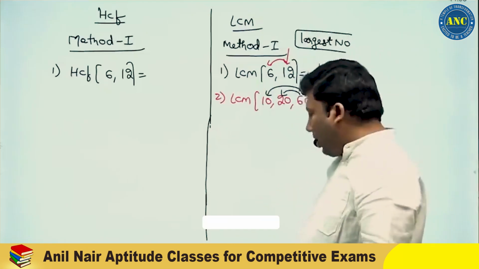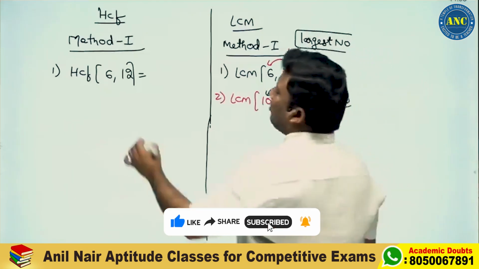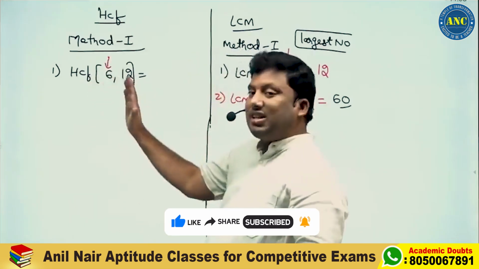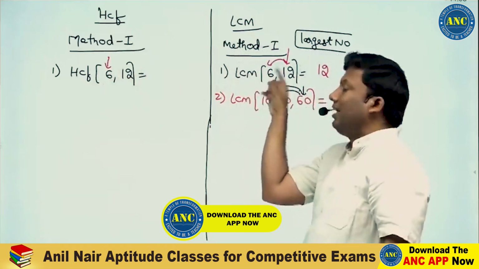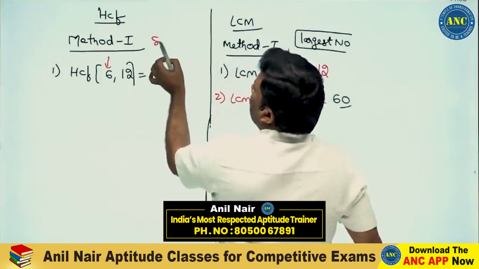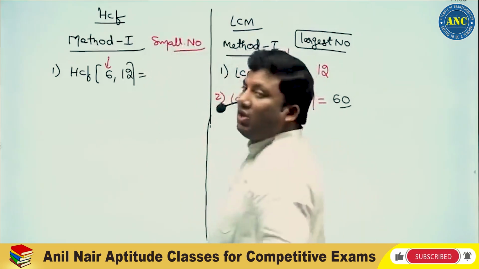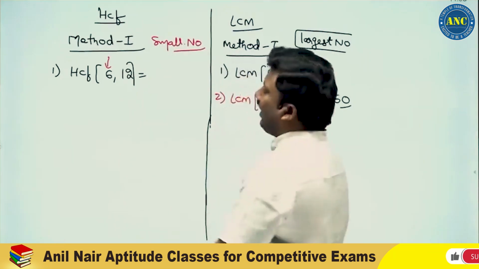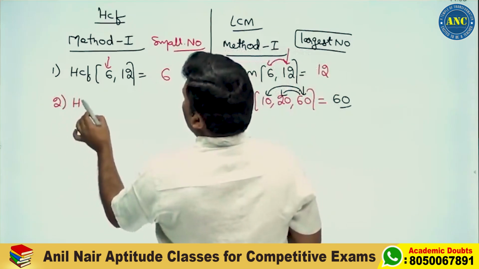In highest common factor, we will take the smallest number. Take the smallest number, 6. Is 6 a factor of every number? In LCM, is 12 a multiple of every number? In HCF, go to the smallest number and check whether it is a factor of every number. 6 is a factor of 12, so the answer is 6.